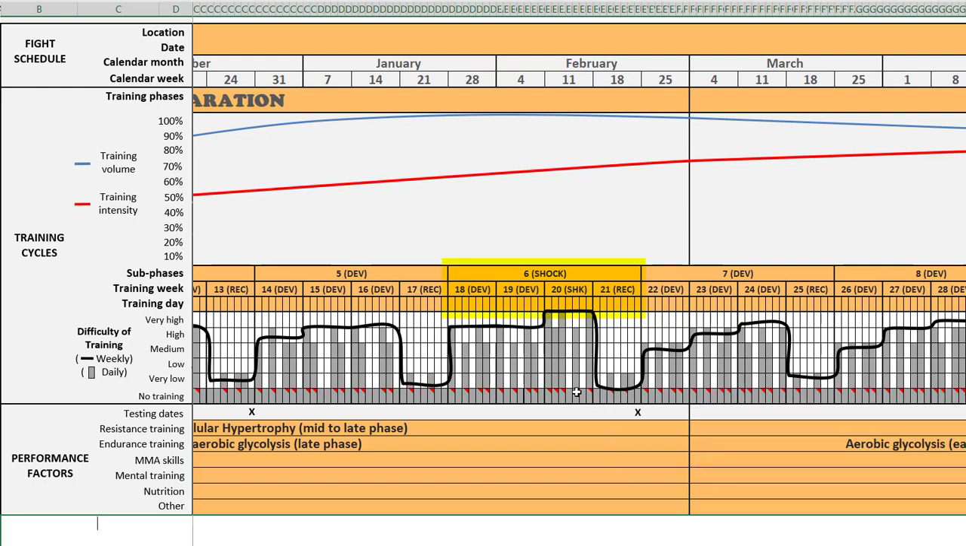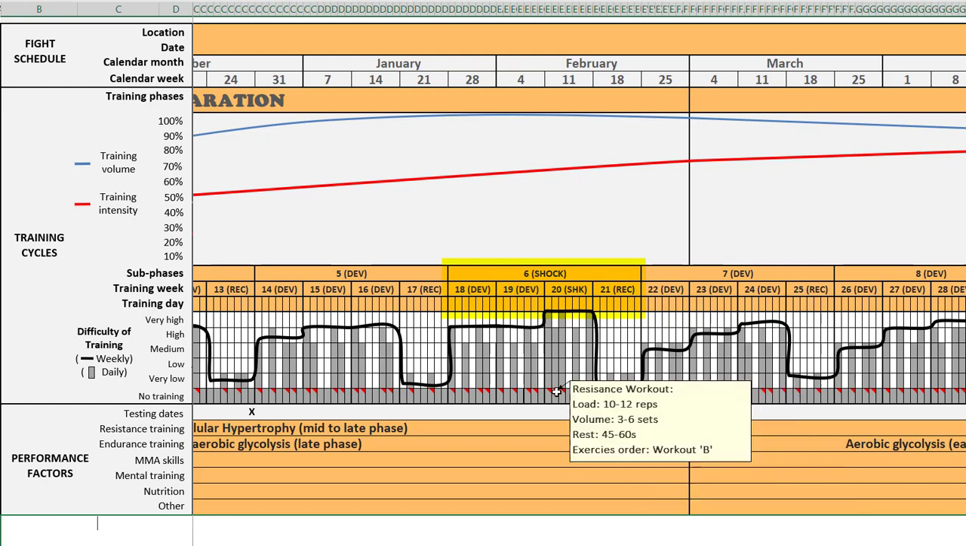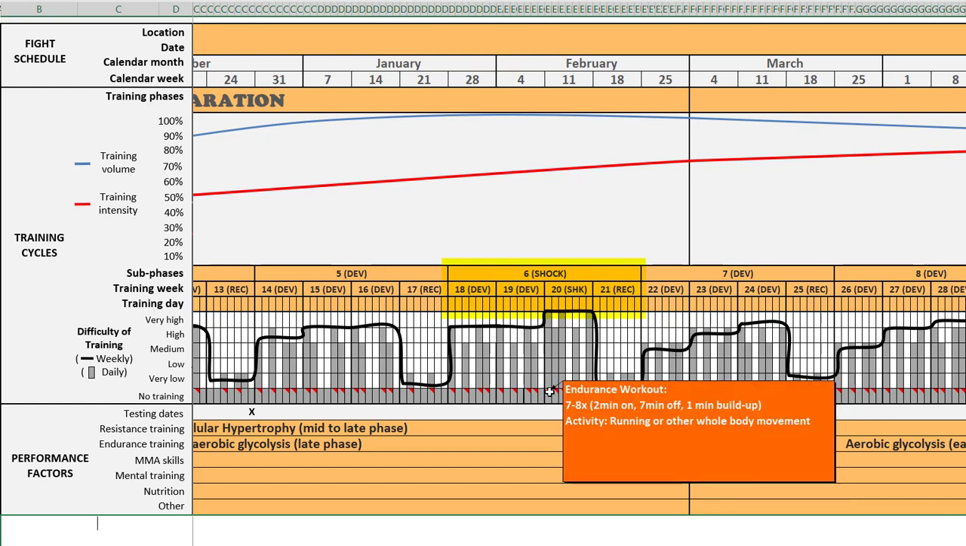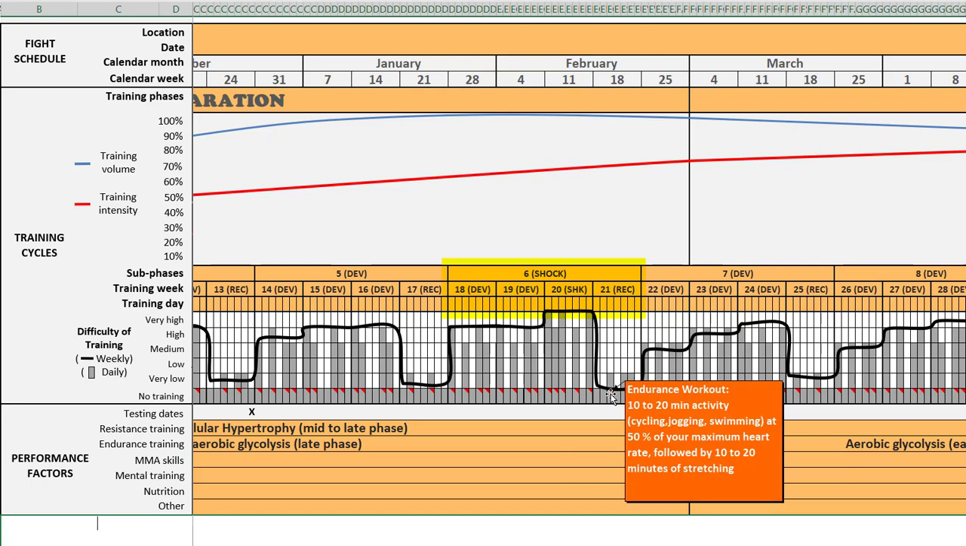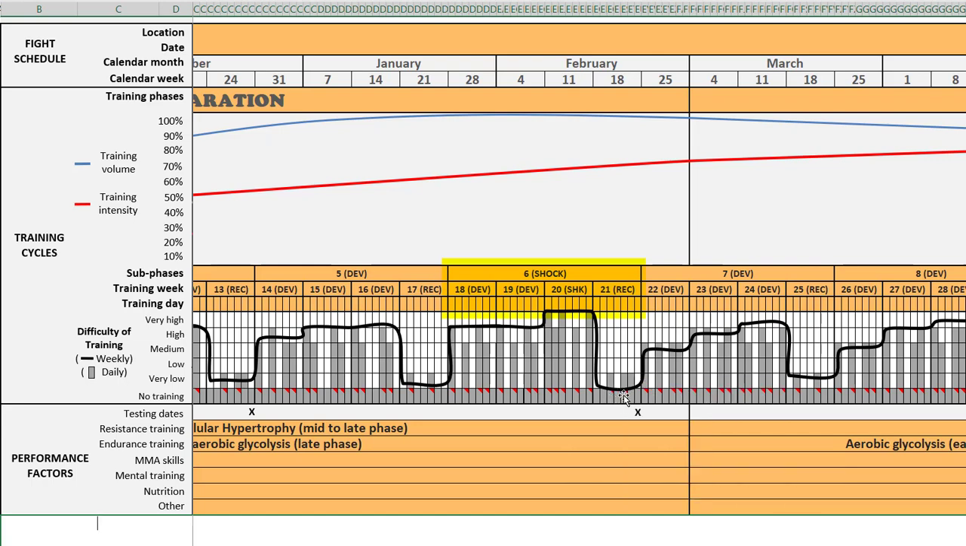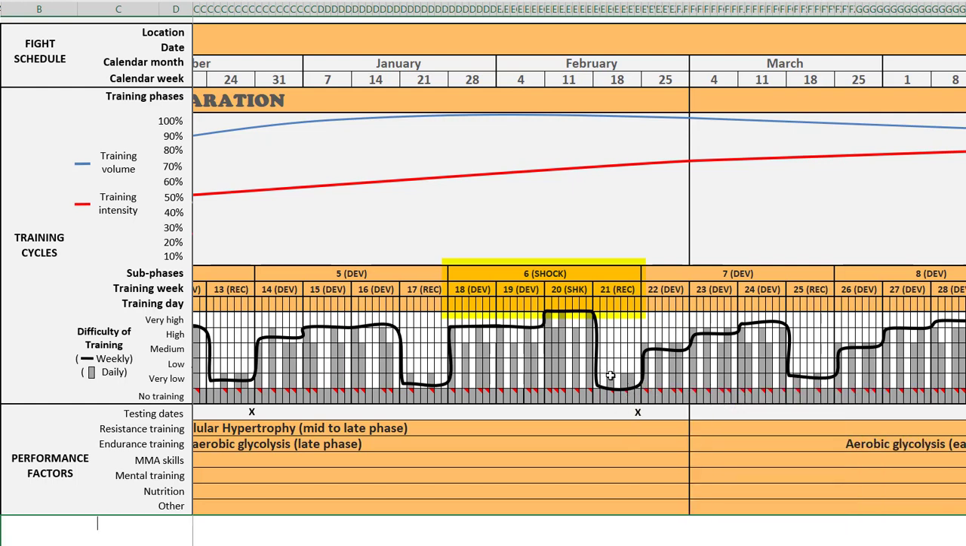There's an example of the fight simulation. But let me just scroll back. So there's the resistance training workout, still in the same rep range. There's our endurance workout, and then we have a resistance workout, and then the endurance workout. And then again, we have the same pattern for our recovery week as well. The very important recovery week after this very difficult shock subphase. This is very critical to make sure that you're dissipating fatigue from all this high intensity, potentially high volume training as well.